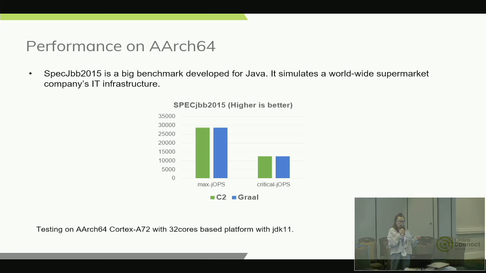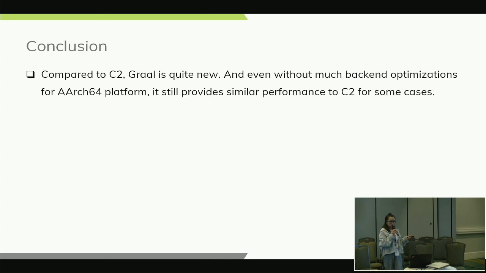Here is the performance comparison of the SPECjbb benchmark compared to the C2 compiler. As we can see, the performance is almost the same as the C2 compiler. So as a conclusion, compared to the C2 compiler, Graal is new, and even without much backend optimization on AArch64, it still has similar performance to C2 for some cases.